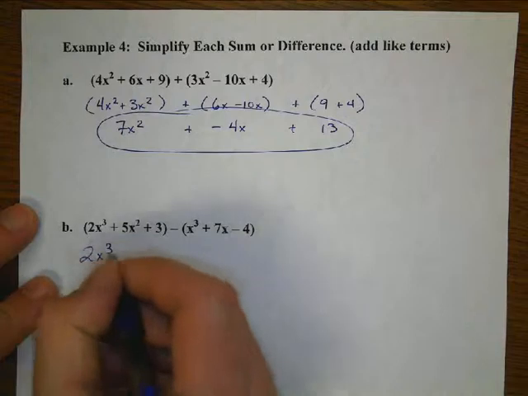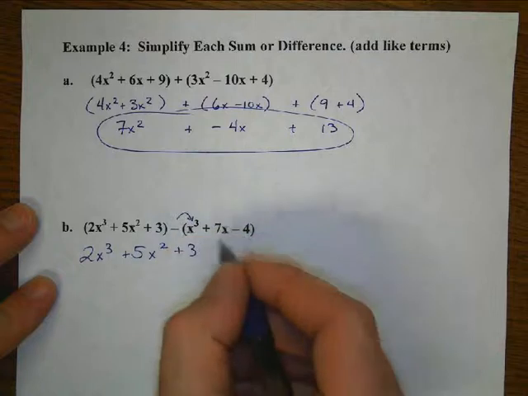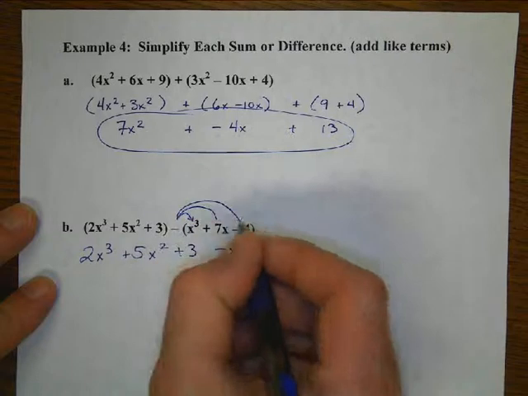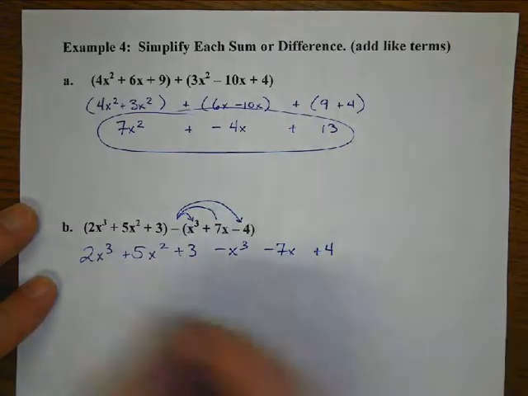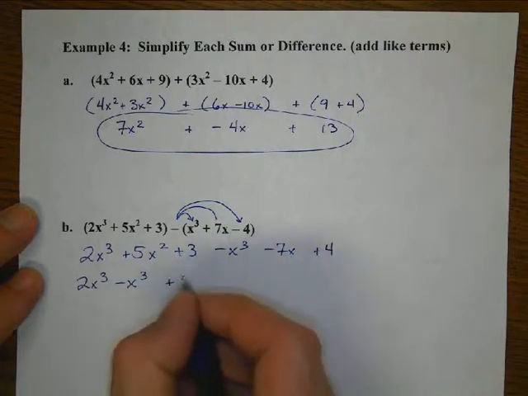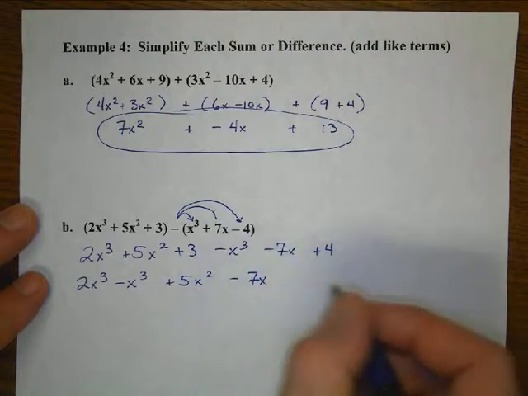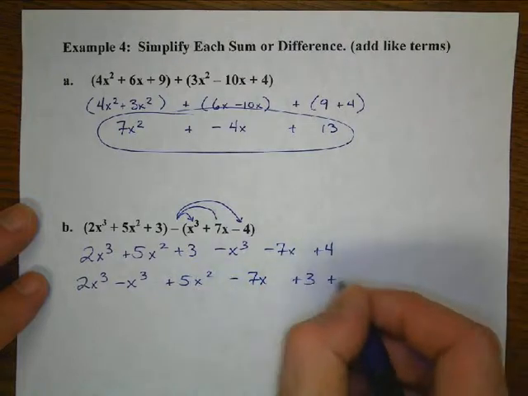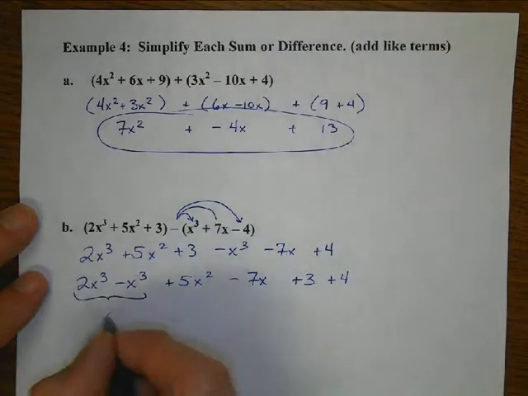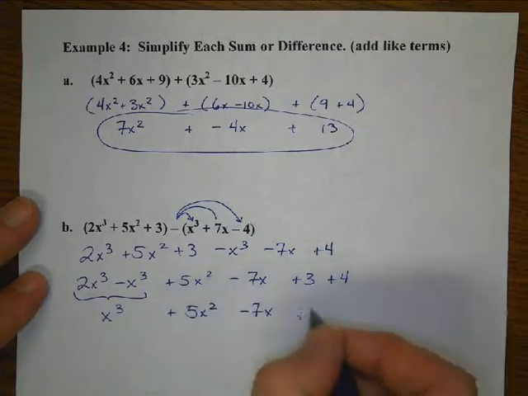Now let's group our like terms. 2x cubed minus x cubed. 5x squared, no other x squareds. Minus 7x, no other x's. Plus 3, plus 4. Now let's combine them. These two combined together, that's 1x cubed, or just x cubed, plus 5x squared, minus 7x plus 7. And there's our answer. Remember, when you have a minus sign, to distribute the minus to each of the back parts of the trinomial. Let's look at our final one in this lesson.